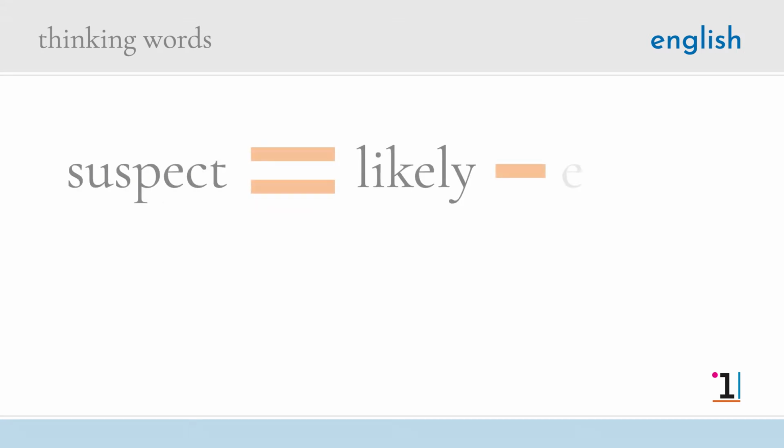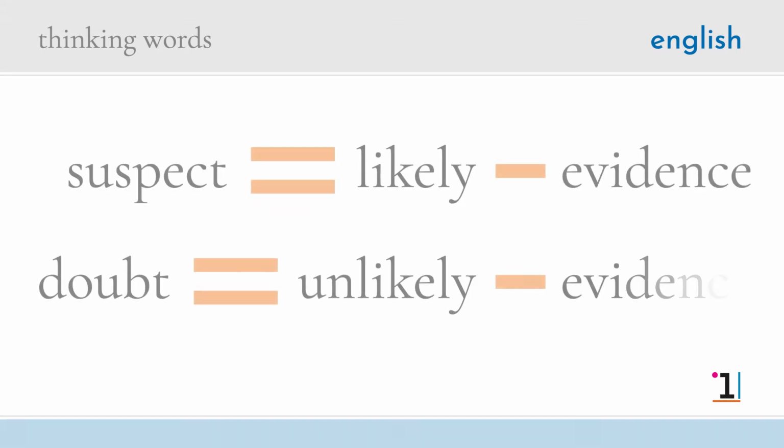Suspect, presume, and assume go together as another group. If you suspect something, your mind tells you it's likely, but you don't have any evidence. You don't know, but it's probable. The opposite of suspect is doubt. If your mind tells you it's unlikely, but there's no proof either way.